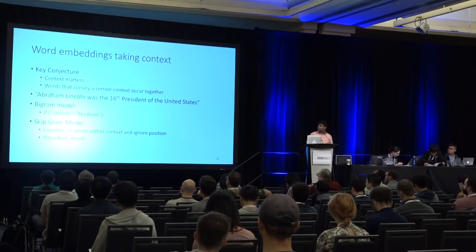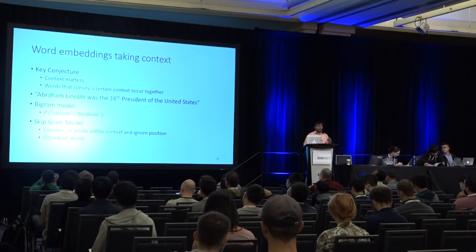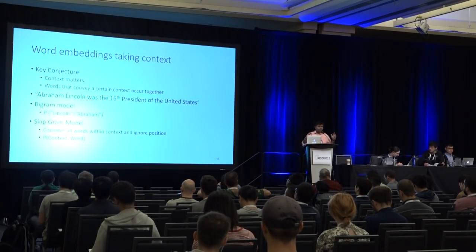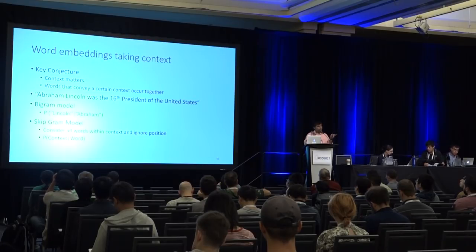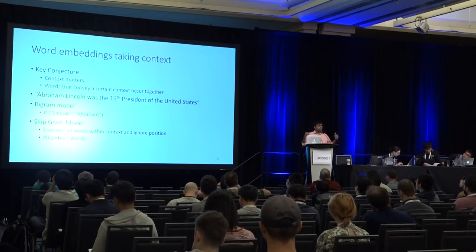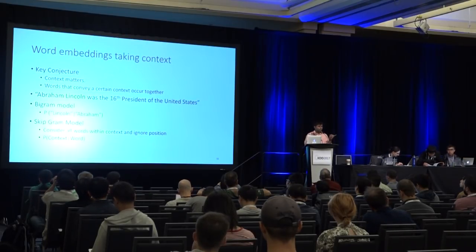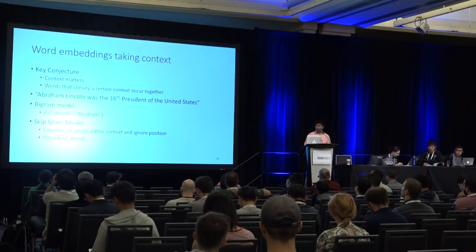That's where word embeddings come into the picture. The key conjecture here is that context matters. You're taking a word, and we are going to talk about the surrounding words, which form a context. The definition of context is intentionally fuzzy, but typically you define the context. And in the context of sentences, you can define context to be the surrounding words.